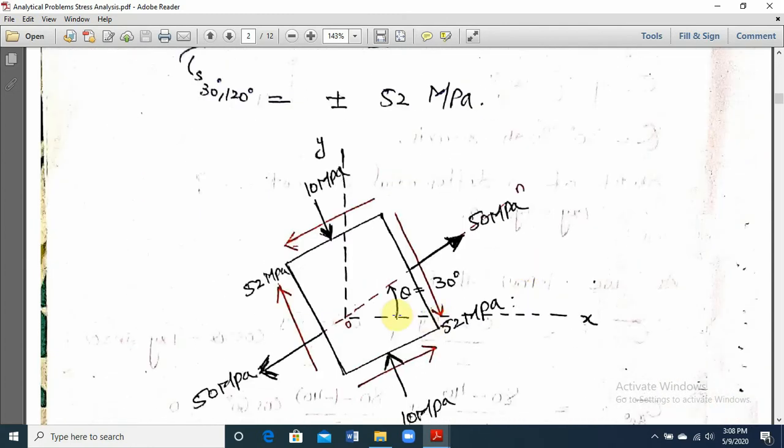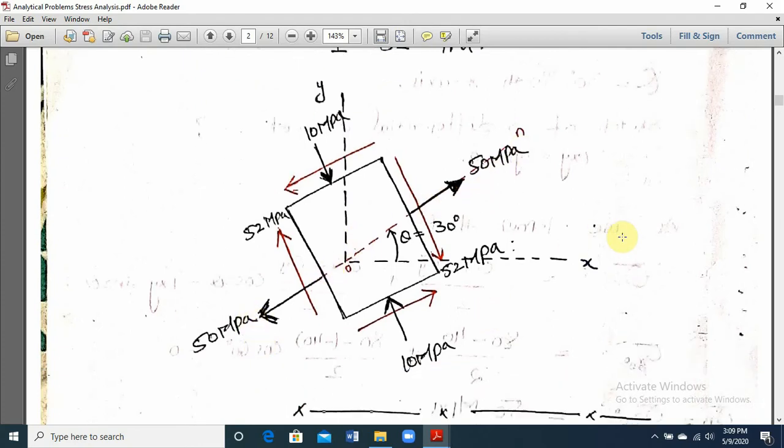Now I have rotated this element by 30 degree. Now it will become like this. What is the normal stress? Sigma n, which is sigma 30, 50 megapascal. I have drawn this 50 megapascal, 50 megapascal. And what was the value at the plane which is perpendicular to this, at 90 degree to this? That sigma 120 was 10 megapascal, 10 megapascal compressive.